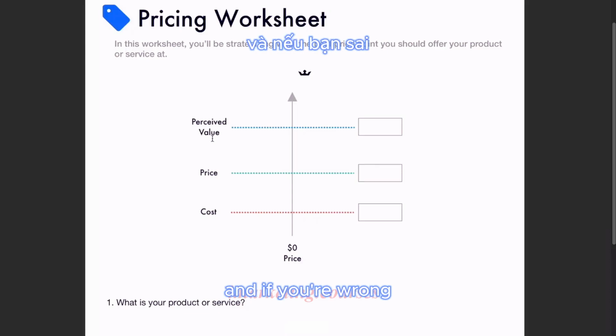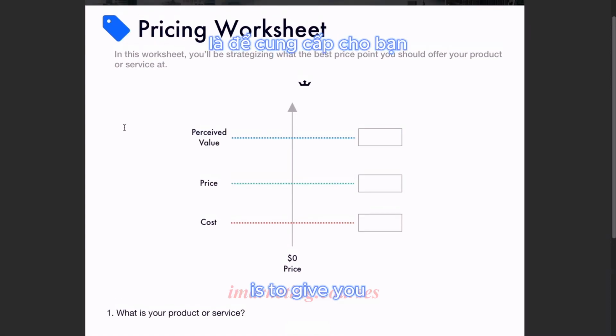And if you're wrong and people actually want to pay more, that's great. You could change it up. Or if you're a little off and people want to pay less, you could change it up. It's all an iterative process, but this worksheet is to give you the first steps, the first foundations to just get some kind of pricing down so you can go out and pitch it to customers.